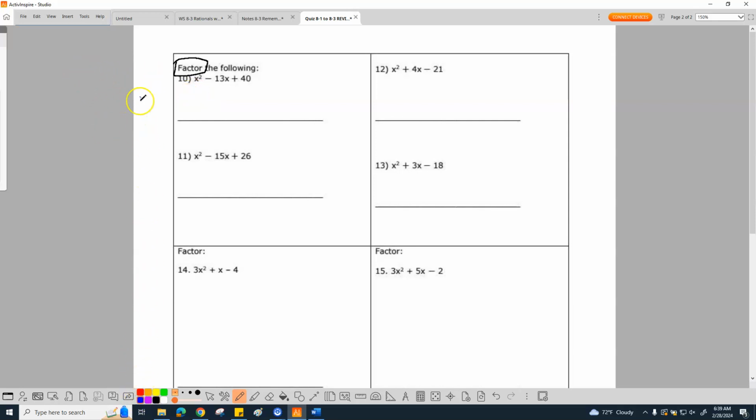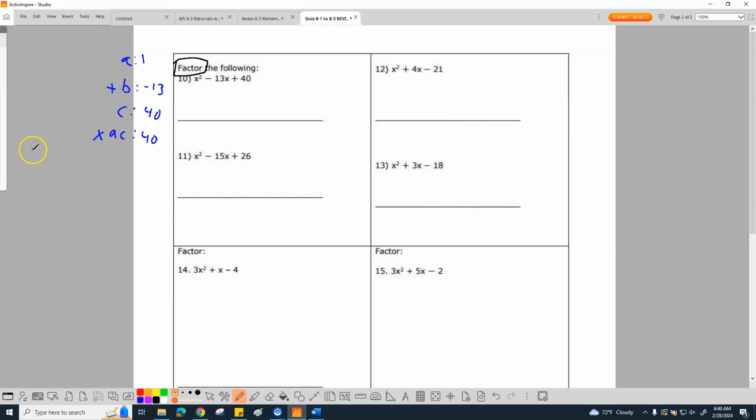I'm going to go ahead and start by changing my colors. I'm going to have an A on this problem, which is 1. I'm going to have a B on this problem, which is negative 13. I'm going to have a C on this problem, which is 40. And then I'm going to have an AC on this problem, which is 1 times 40, which is 40. So now I got to find what multiplies to AC but adds to B.